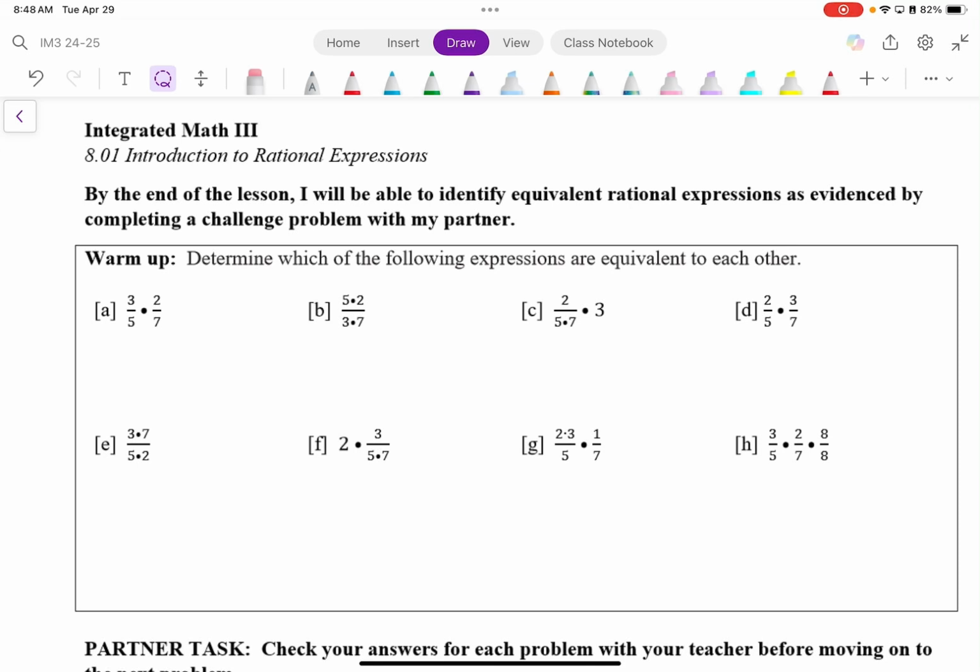Now, just a reminder, when you multiply fractions, you do not need a common denominator. With fractions, you can multiply straight across, top with top, bottom with bottom. You're also not doing cross multiplication, okay? So these are not proportions.